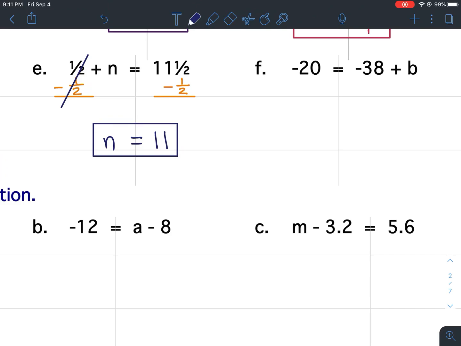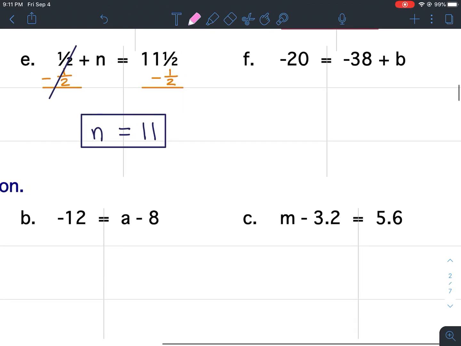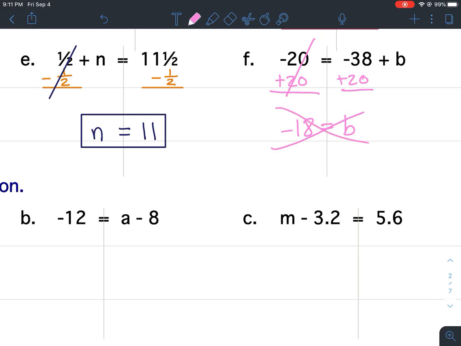For F, I want to isolate the b. Now I'm going to show you 2 mistakes that I often get for F. Please do not write any of this down. Just follow along. The first mistake I get for F is that people want to add 20 to both sides. I'm not sure why they do that, but if you notice, that makes there's nothing on this side of the equation. What they'll do is they'll add 20 and then they'll tell me that this is negative 18 equals b. But that is not correct.